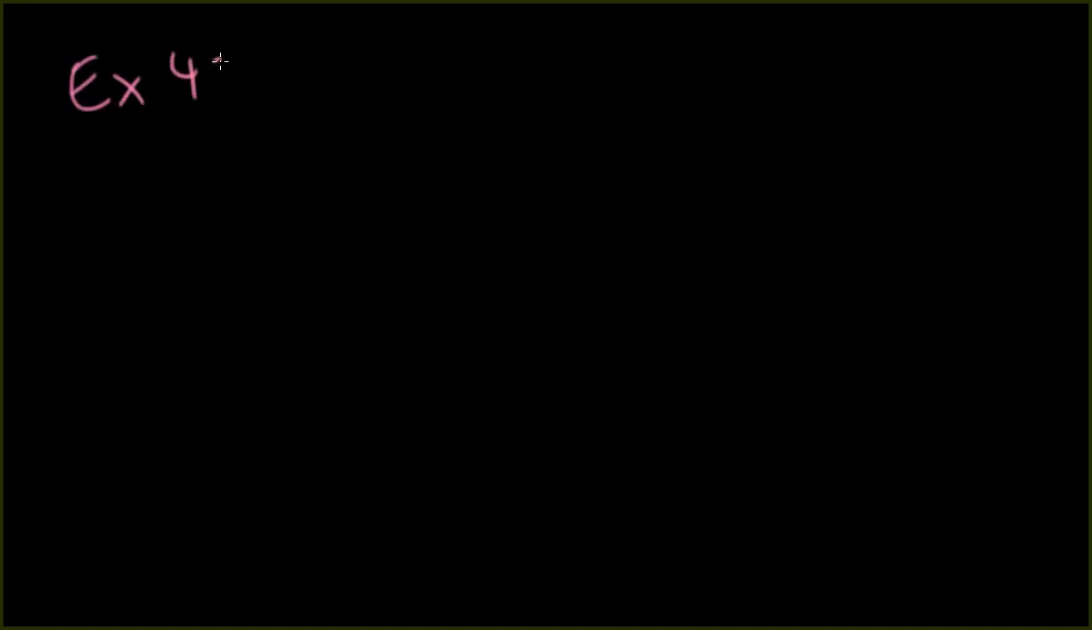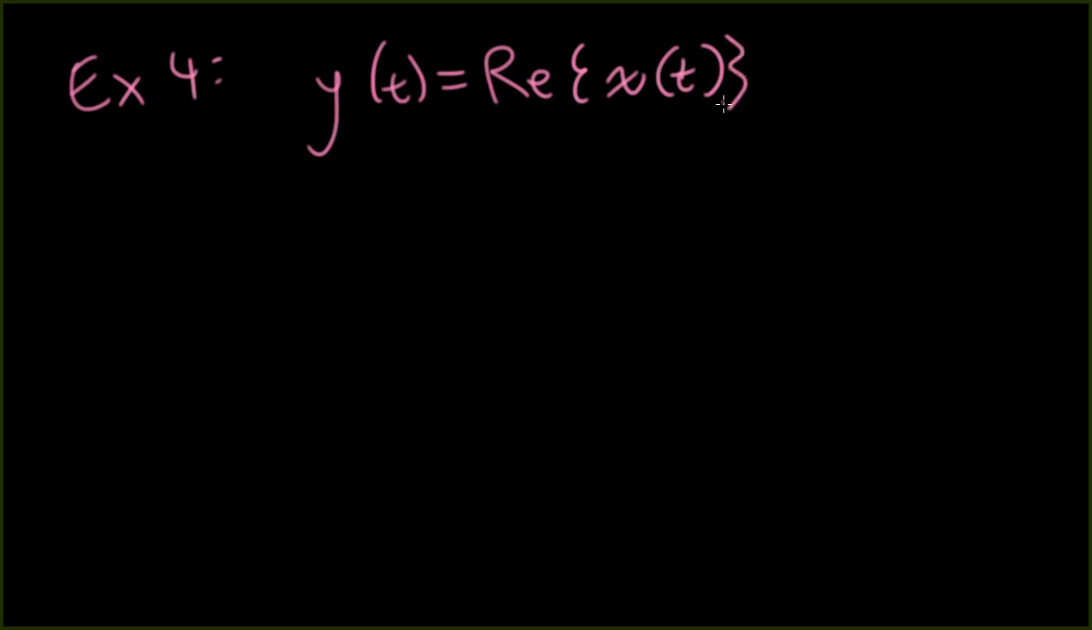Okay, I would like to do one last example here. We'll call this example 4. Here our system takes the real part of the input. So we haven't used complex numbers very much yet in the course, although they will play an absolutely pivotal role later, just as they did in ECE3086.